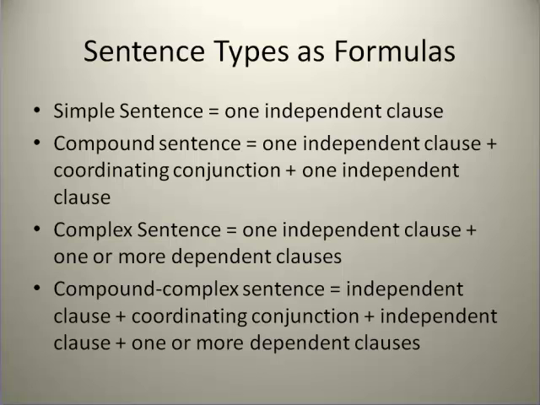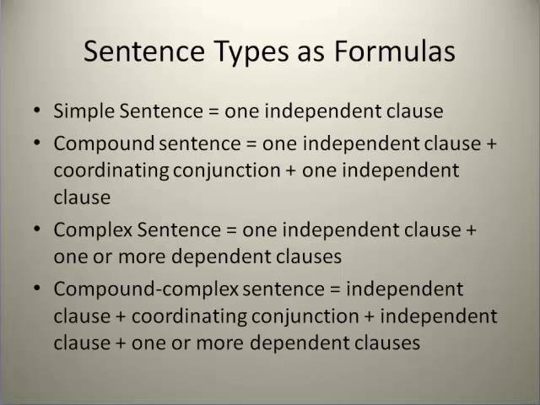Some students may prefer to look at the sentence types as something like a formula, similar to mathematics. If so, a simple sentence equals 1 independent clause. In this formulation, no other clauses will appear, just 1 independent clause. If we have more than 1 independent clause, or any type of clause actually, then it will no longer be a simple sentence. For a compound sentence, we have 1 independent clause plus a coordinating conjunction plus another independent clause.